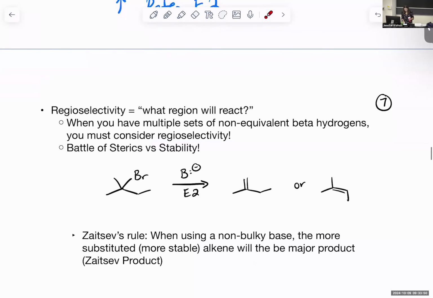So when you have multiple sets of non-equivalent beta hydrogens, meaning it's not symmetrical, then we must consider regioselectivity. Which region will react? Which hydrogen do I take? It is going to be a balance, or a tug of war, or a battle of sterics and stability. Those are going to be the 2 factors that we need to consider.